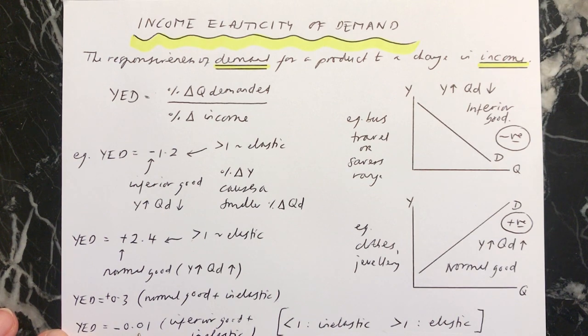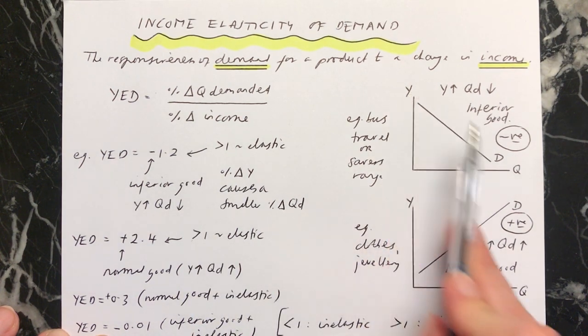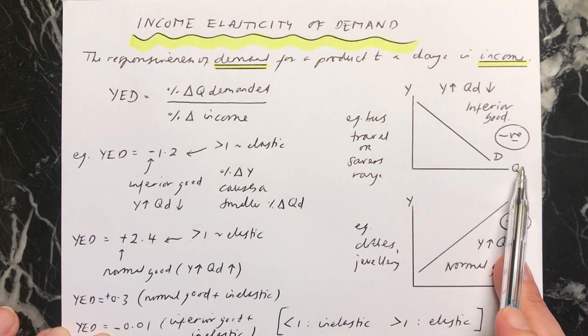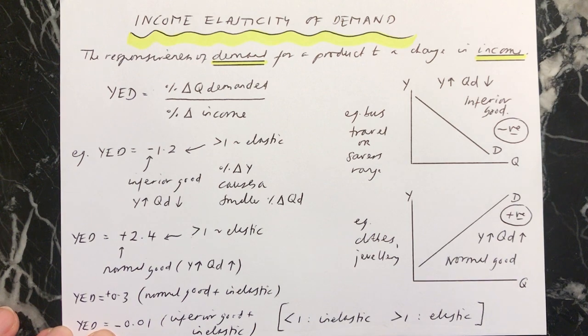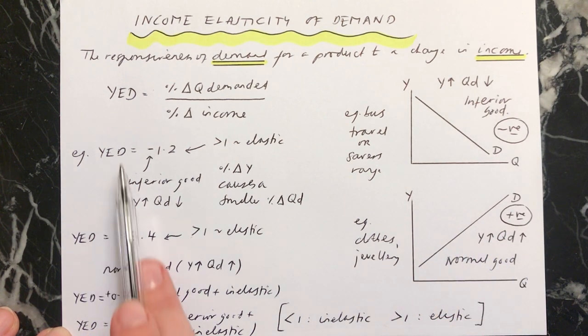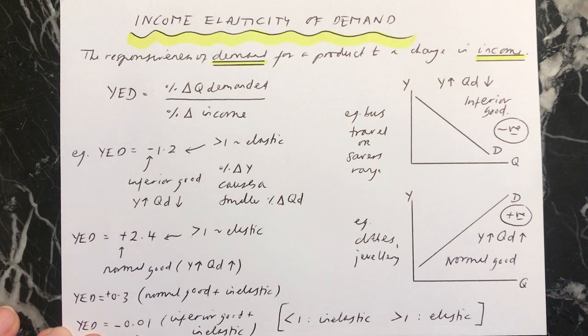So this is how you can look at curves to see if you did have income on one axis and quantity on the other. You can see the correlation between income and quantity demanded. You can see whether it's an inferior good or a normal good. And then you can look at different values, and from the different values you can work out, is it a normal good or an inferior good, and is the YED elastic or inelastic.